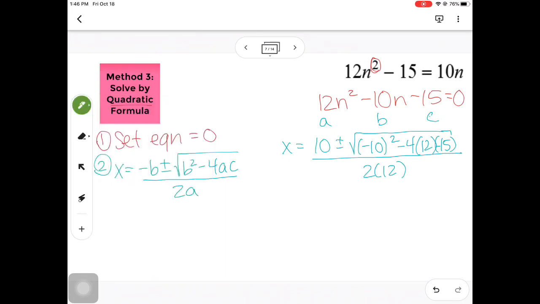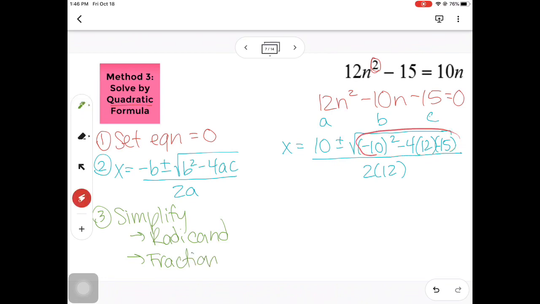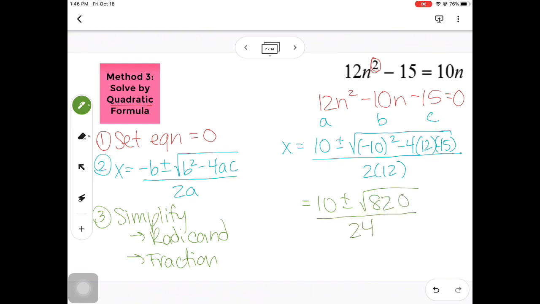When you're simplifying this, I would specifically first simplify your radicand, and then when that is done, simplify your fraction. So I will start inside the radical. Negative 10 squared is 100. And you multiply everything at the back, and you should get 10 plus or minus the square root of 820 all over 24.